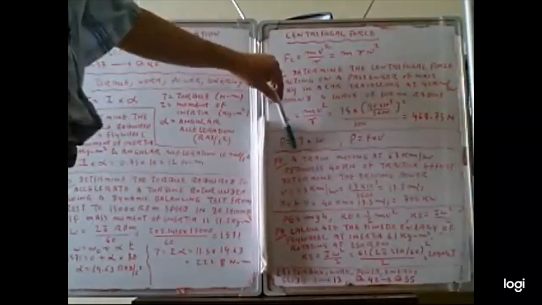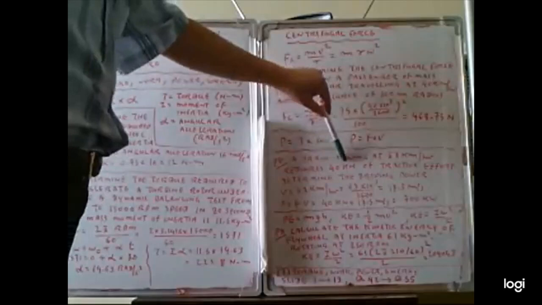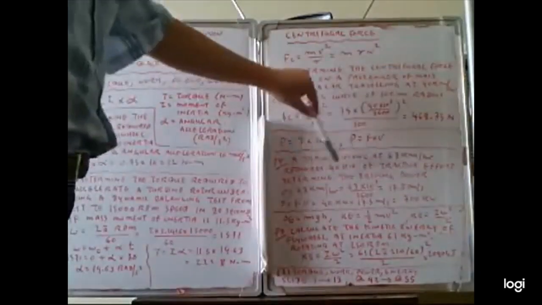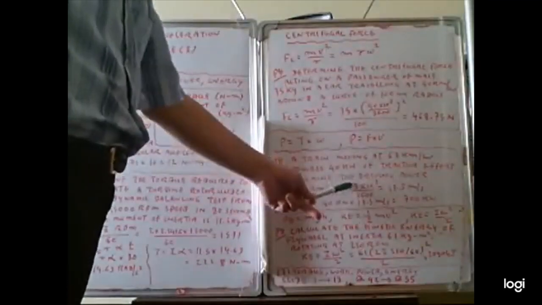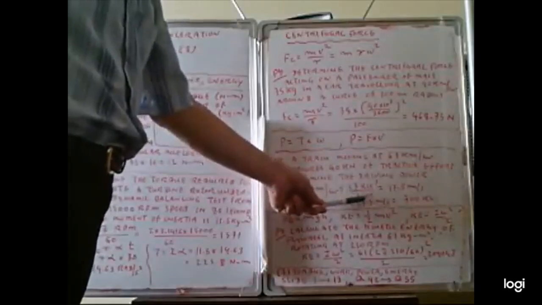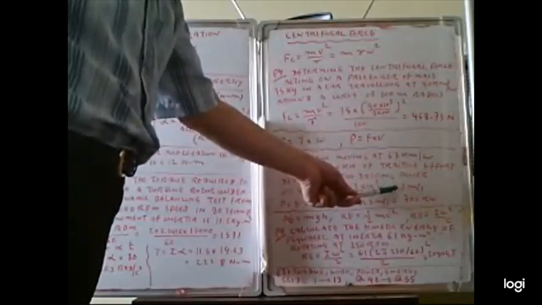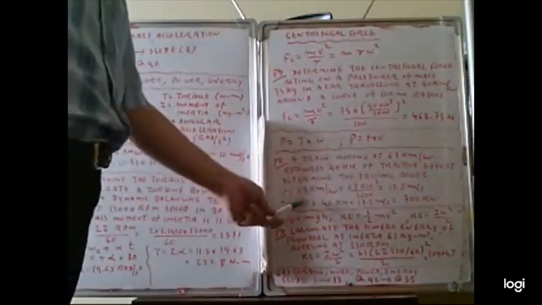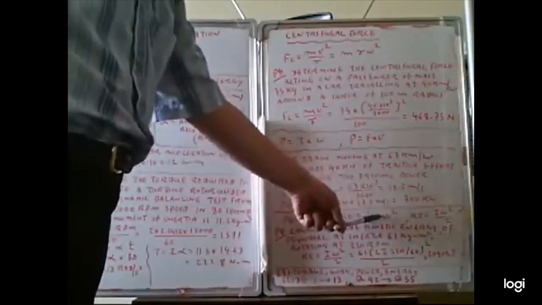Okay, this problem: a train moving at 63 km per hour requires 40 kN of tractive effort. Determine the driving power. So the velocity is 63 km per hour. 63 changed to meters is multiplied by 1000, and 1 hour is 3600 seconds. So you get 17.5 meter per second. Power is equal to force multiplied by velocity. Force is 40 kN, velocity 17.5 meter per second. So by calculation that's 700 kilowatt.